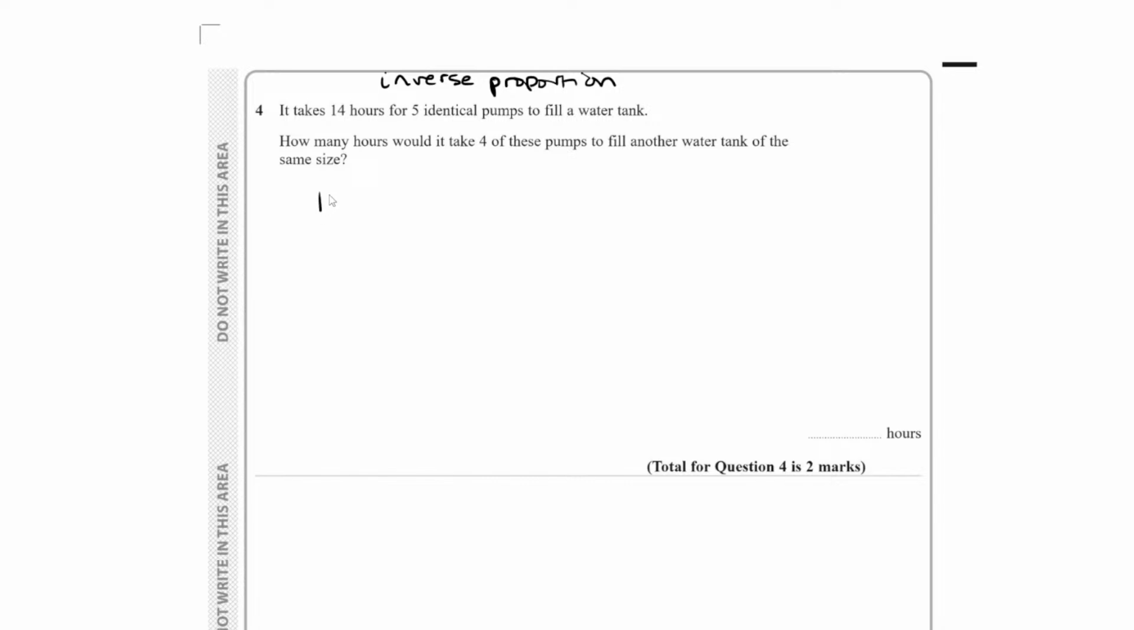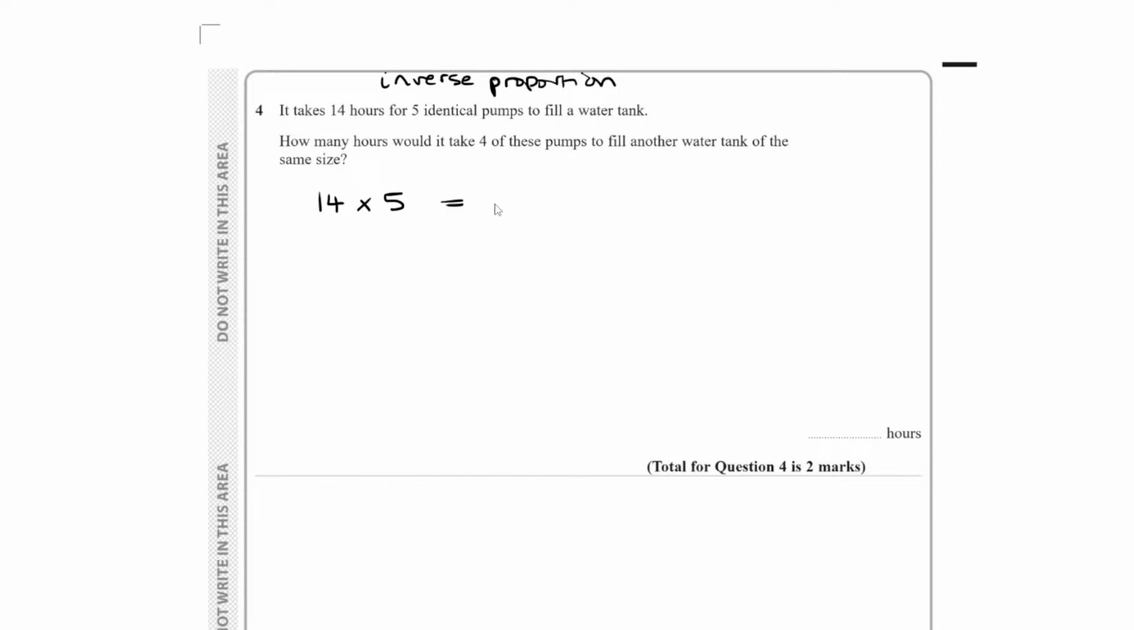Well, it would take 5 times as long, wouldn't it? 5 times longer, because I have 5 times fewer pumps. So, times by 5. I think naturally there you'd want to divide it, wouldn't you? But it's not, because it's inverse. Sometimes they use the context of painters painting, how many hours does it take 5 painters to paint a wall, or builders, or taps to fill a swimming pool. It's all different contexts, but you can pick out that it's the same topic.